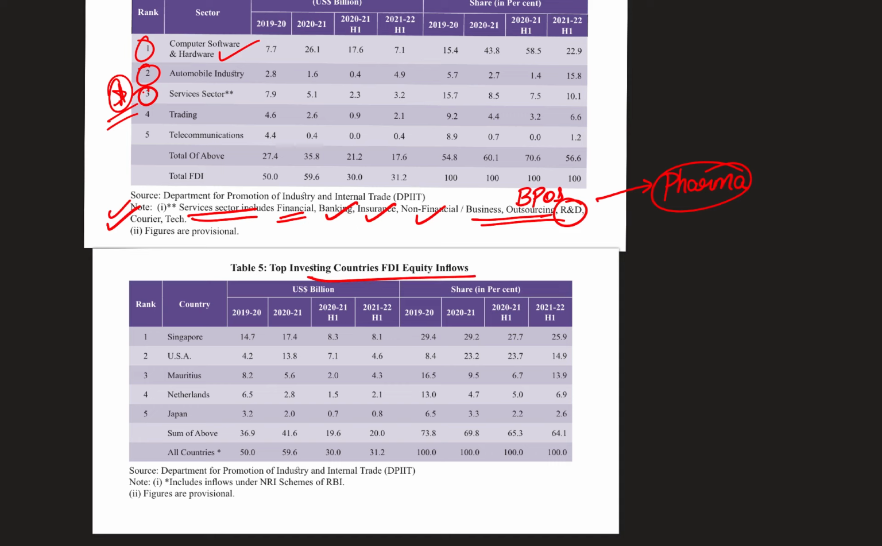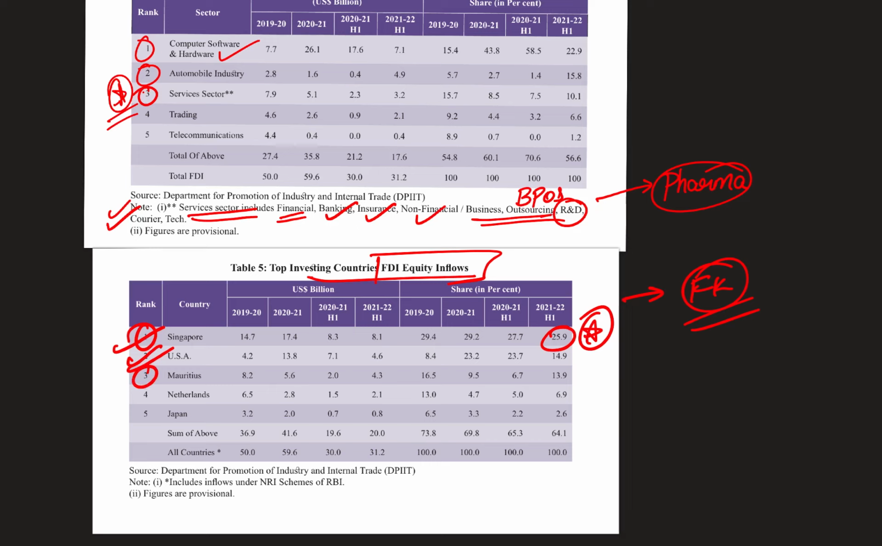Top investing countries or the sources of FDI. The first is Singapore. Please remember this. And the second place goes to the US. Big e-commerce giants like Flipkart have registered themselves in Singapore to save taxes, and this is a common practice. That is why Singapore is a low tax destination for a lot of startups to register themselves there.